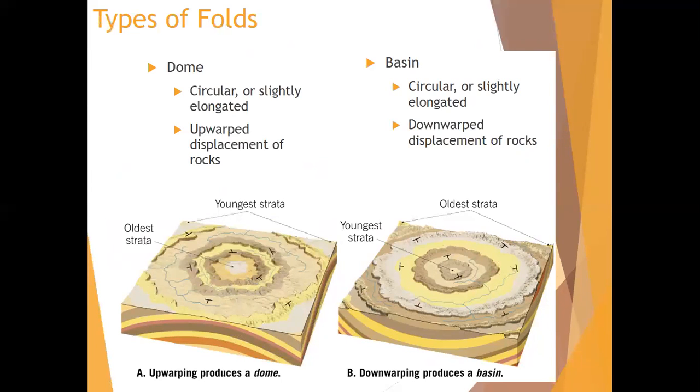And because of their different types of displacement, the rocks that are in the center will be quite different. In a basin, your center rocks are your youngest strata, your youngest layers, and the oldest are around the edges. Whereas with a dome, the youngest layers are at the edges, and the oldest strata are actually going to be in the core or the center.